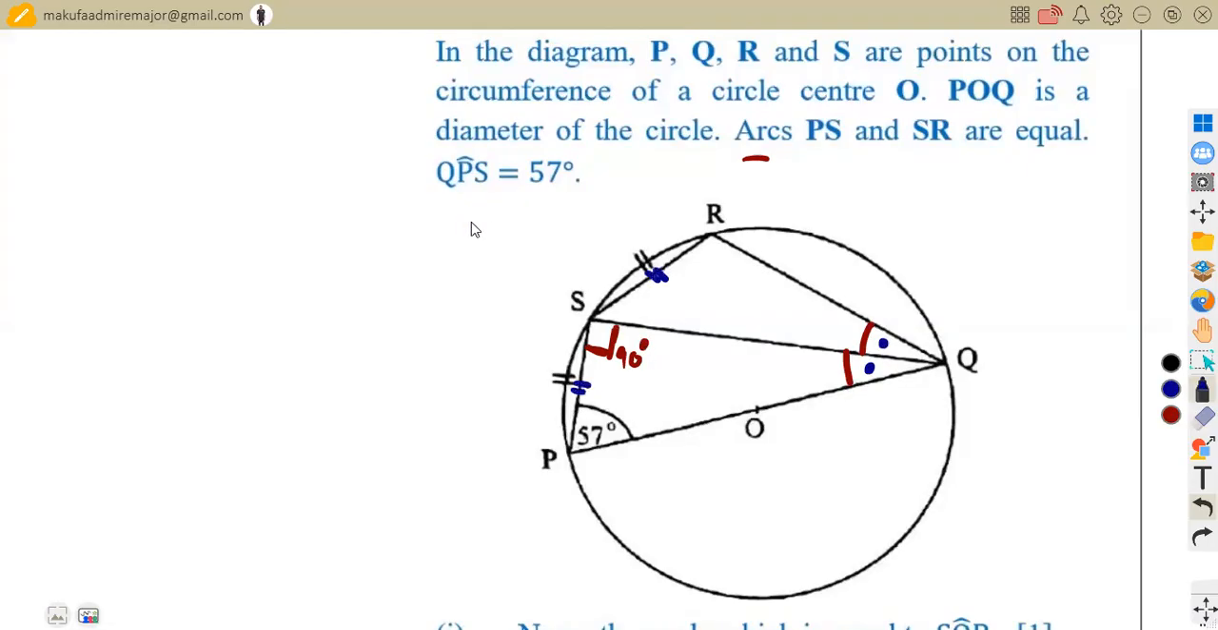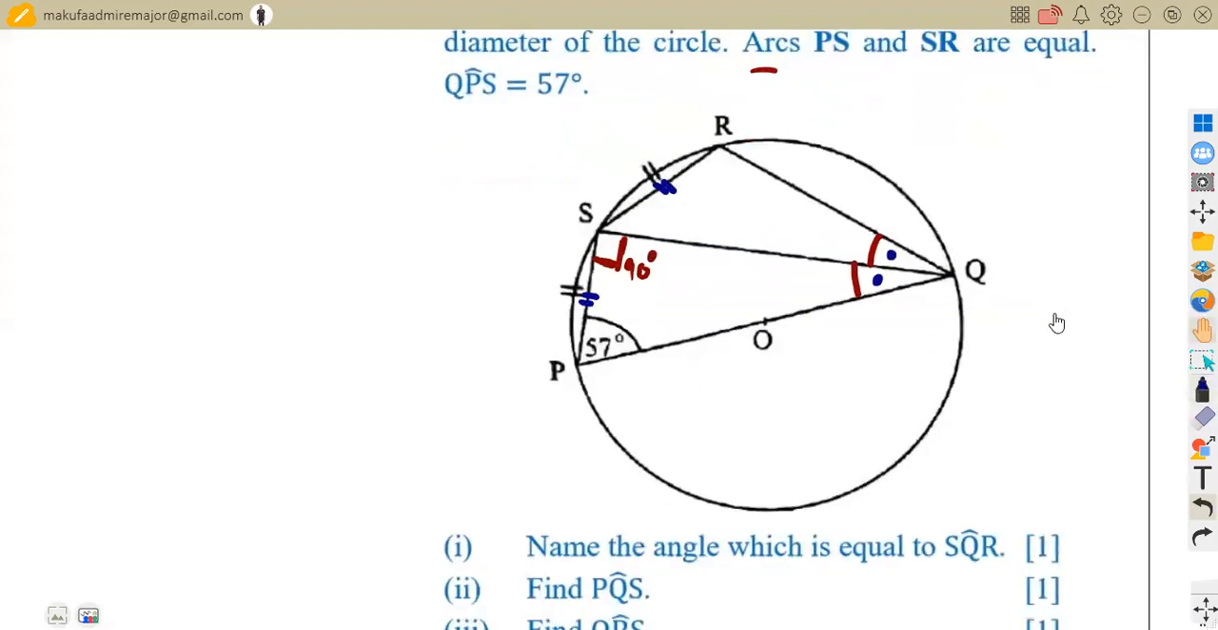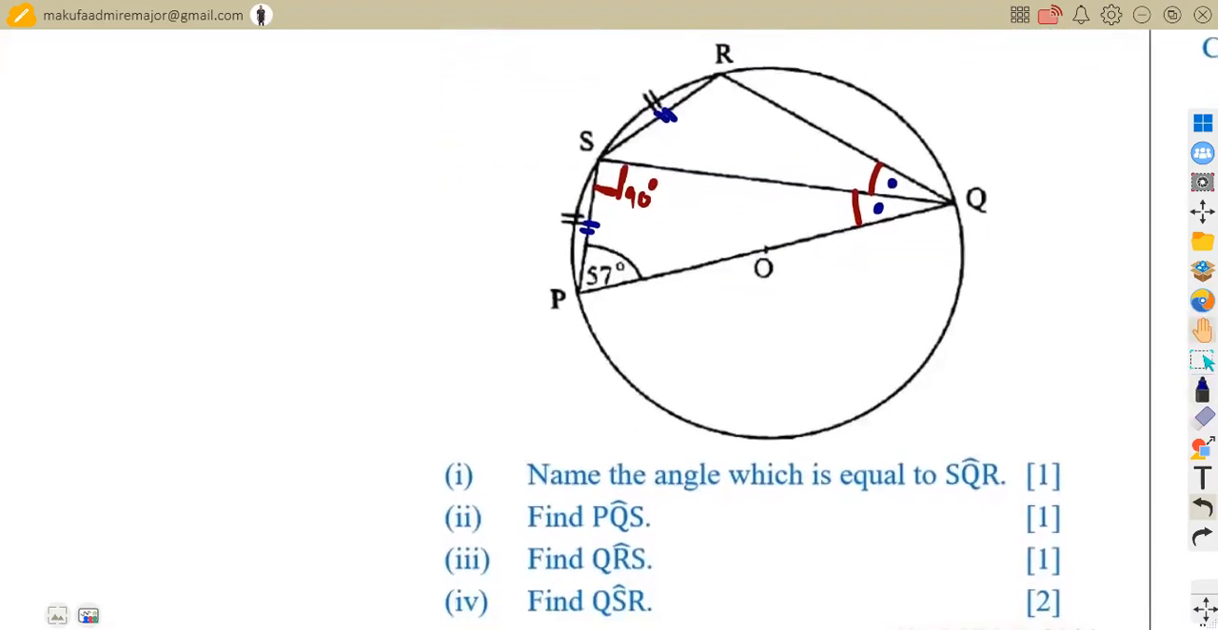So here we are given this angle being 57 degrees. Then the first question was to name the angle which is equal to SQR. That is SQR. As you can see, they are asking this because they know that you are supposed to know that they are taken from equal chords. And what did we say it is? It's going to be SQP. So the angle equal to this one is going to be SQP, or you can write it as PQS. It's one and the same thing.